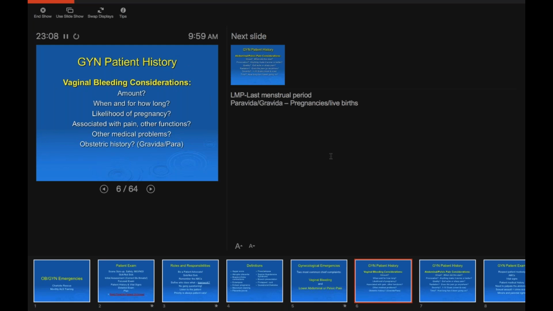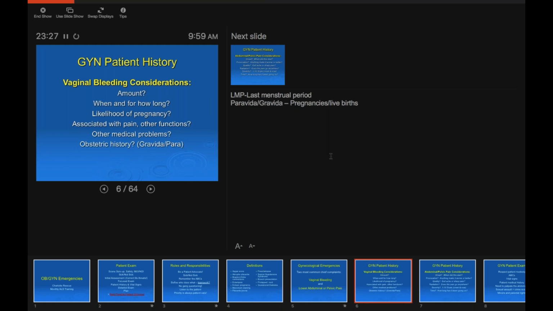All right, so we have vaginal bleeding, some considerations we need to know, and this is tough for some men to be asking these questions of females. But unfortunately, if that's all you have in the back of the ambulance, we need to make sure we feel comfortable using correct terminology and asking these questions, because it could mean life or death for some of these patients.